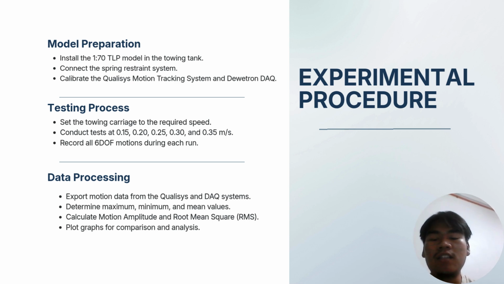So during the testing process, we set the towing carriage to the required speed, which is 0.15 until 0.35. We record all the 6 DOF motions during each run. And lastly, the data processing. We export the motion data from the Qualisys and DAQ system, determine maximum, minimum, and mean values, and then we calculate motion amplitude and root mean square error. And lastly, we plot graphs for comparison and analysis.